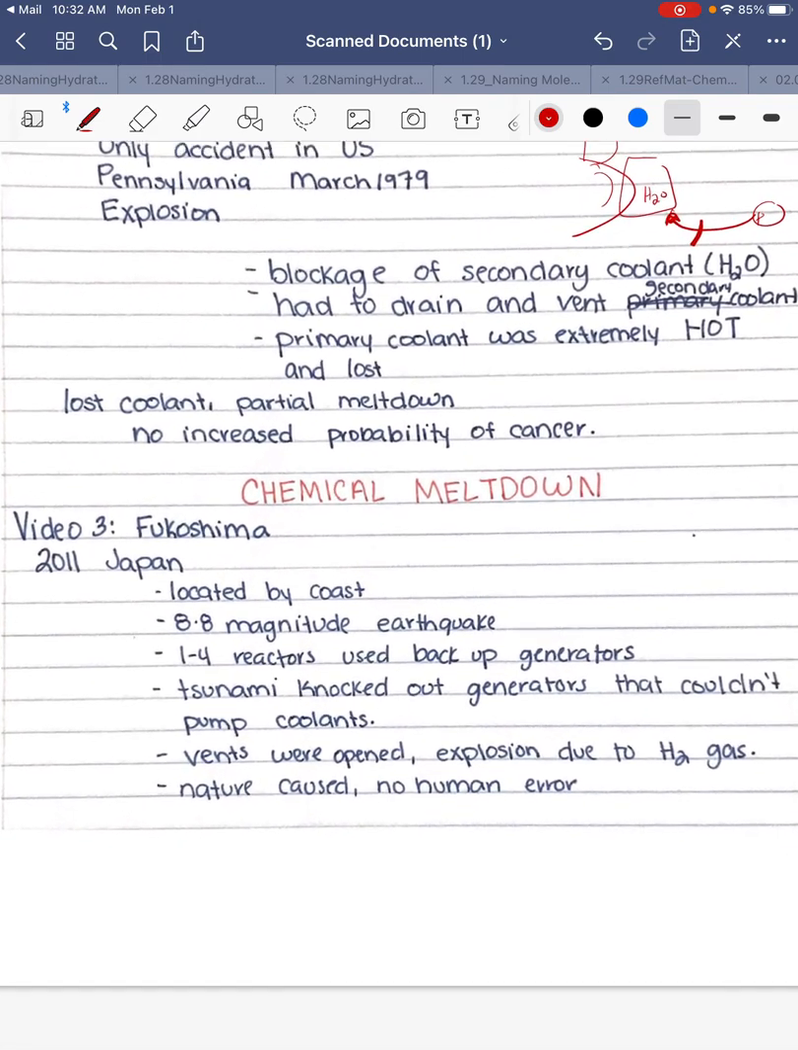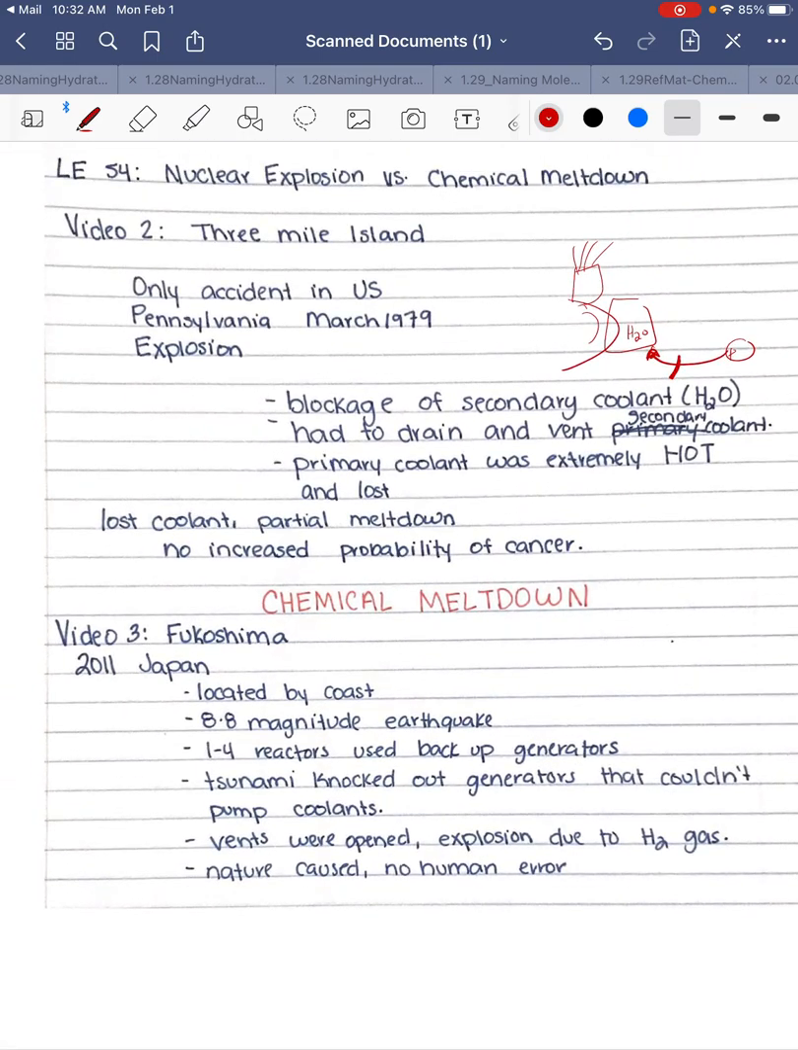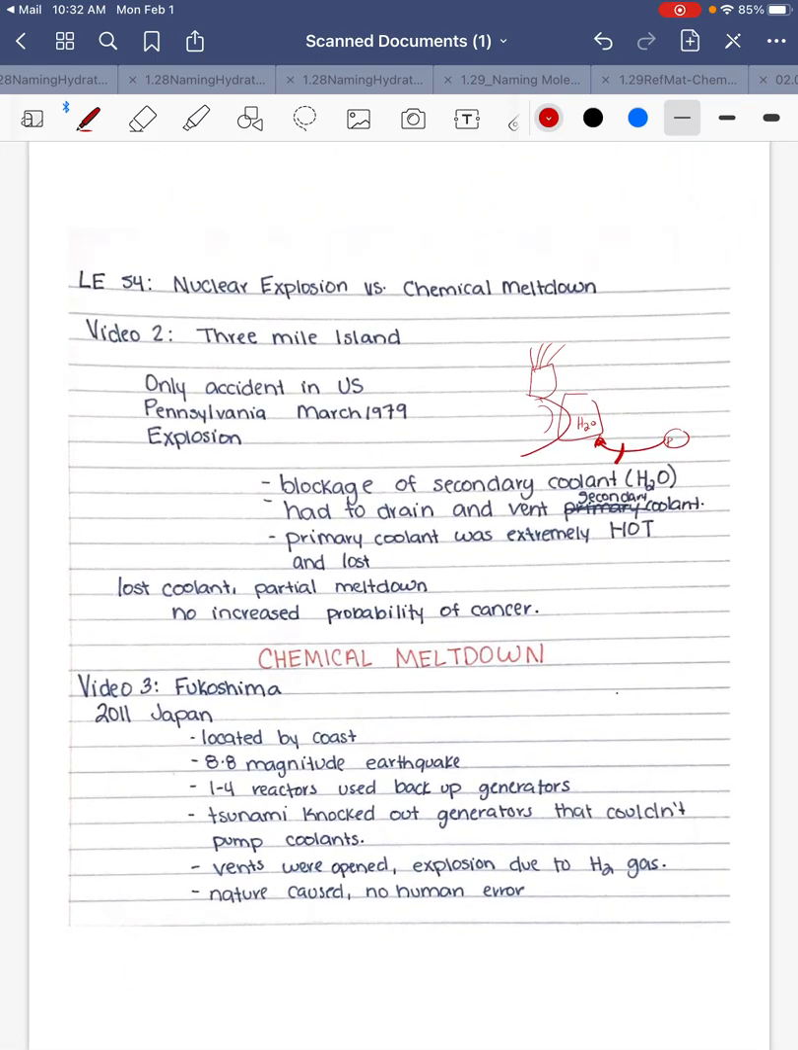And the last one, guys, Fukushima. I don't know, I really like this lesson for some reason. Fukushima was in 2011 in Japan. What's so unfortunate about Fukushima is that no one did anything wrong. None of the operators had any fault in this. If anything, they were trying to avoid explosions. They were trying their best to fix the situation. But the one that caused it was Mother Nature.